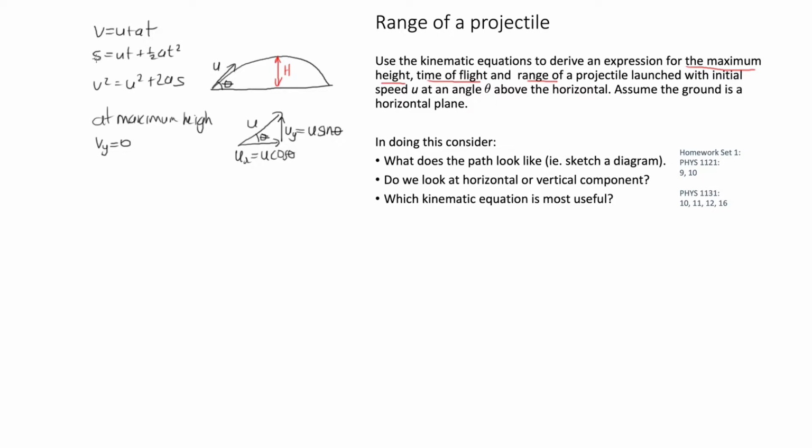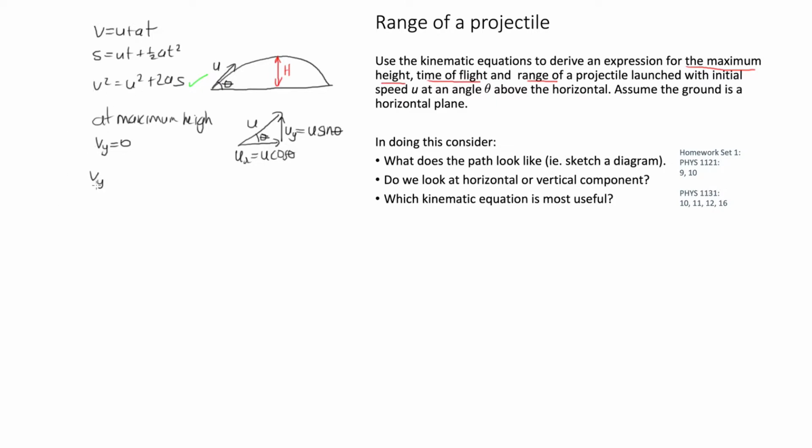This one here, s, that will be the height, but we don't know t, so that's possibly not useful yet. v squared equals u squared. We know v, we know u, and this gives us the height, and we do know the acceleration as well. It's just the acceleration due to gravity. So this is the most useful equation for this case. So let's write this down for the vertical case.